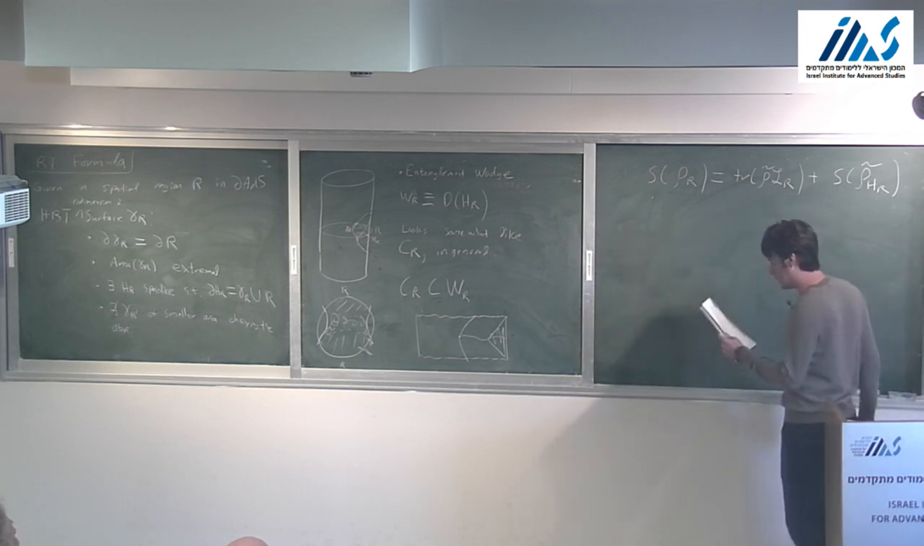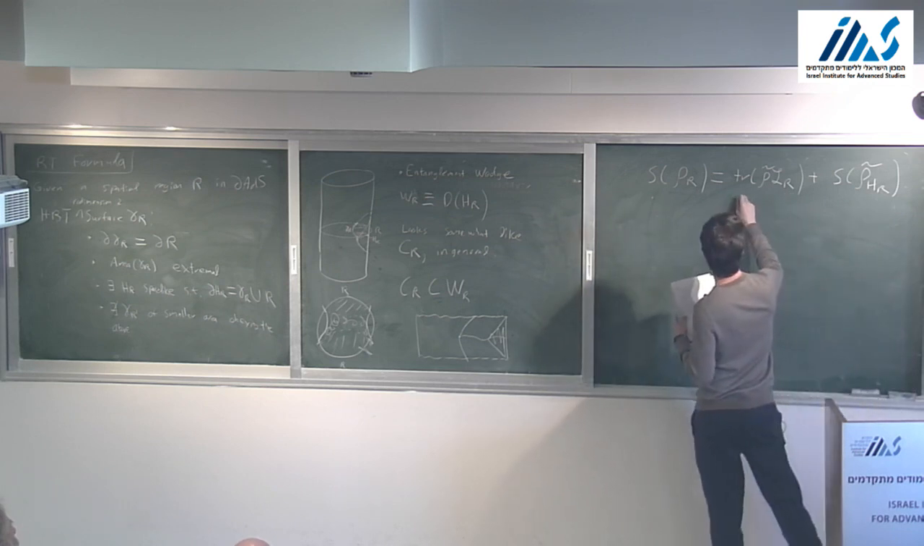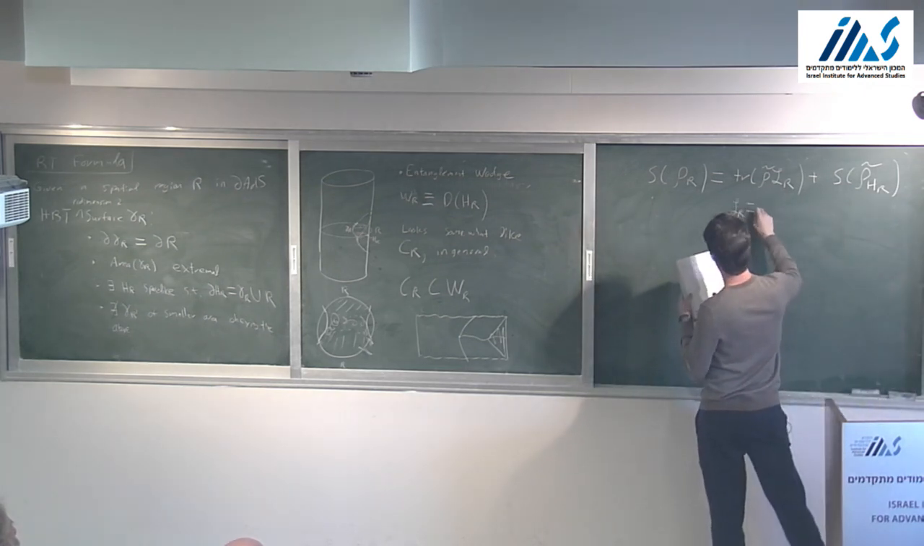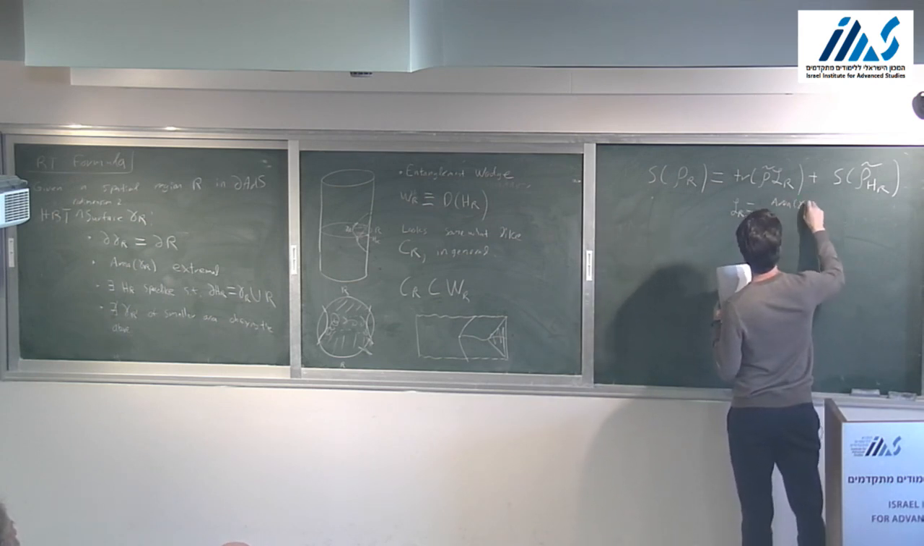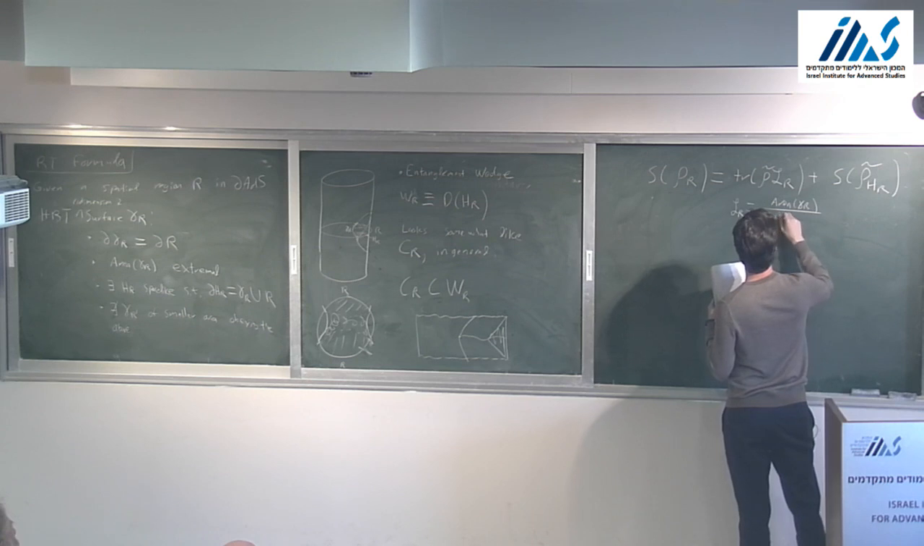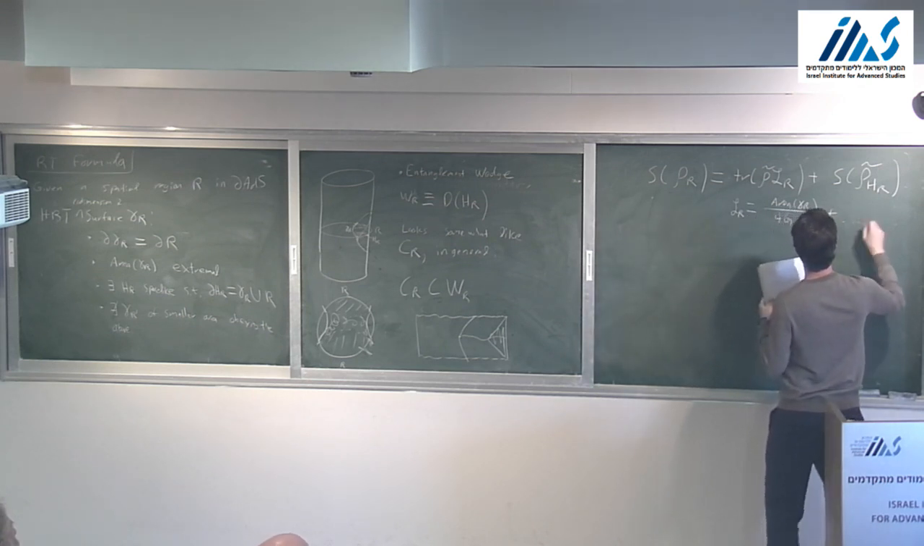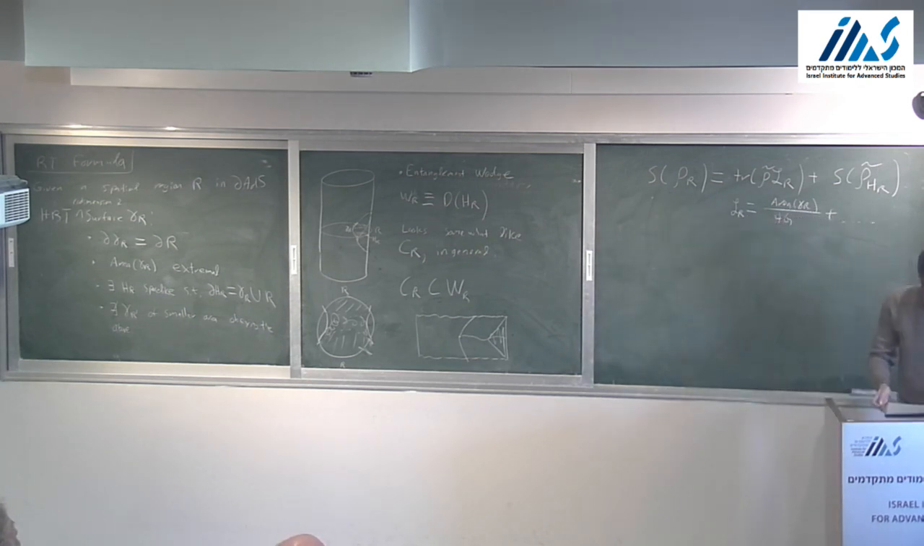Now, I have to tell you what this is. This L_R is some operator, which is the area of gamma_R over 4G, plus corrections, which are related to higher derivative terms in the effective action, which Shidong is very good at computing. But I'm not going to say anything more about that. Okay. So this is the modern version of the Ryu-Takayanagi formula.